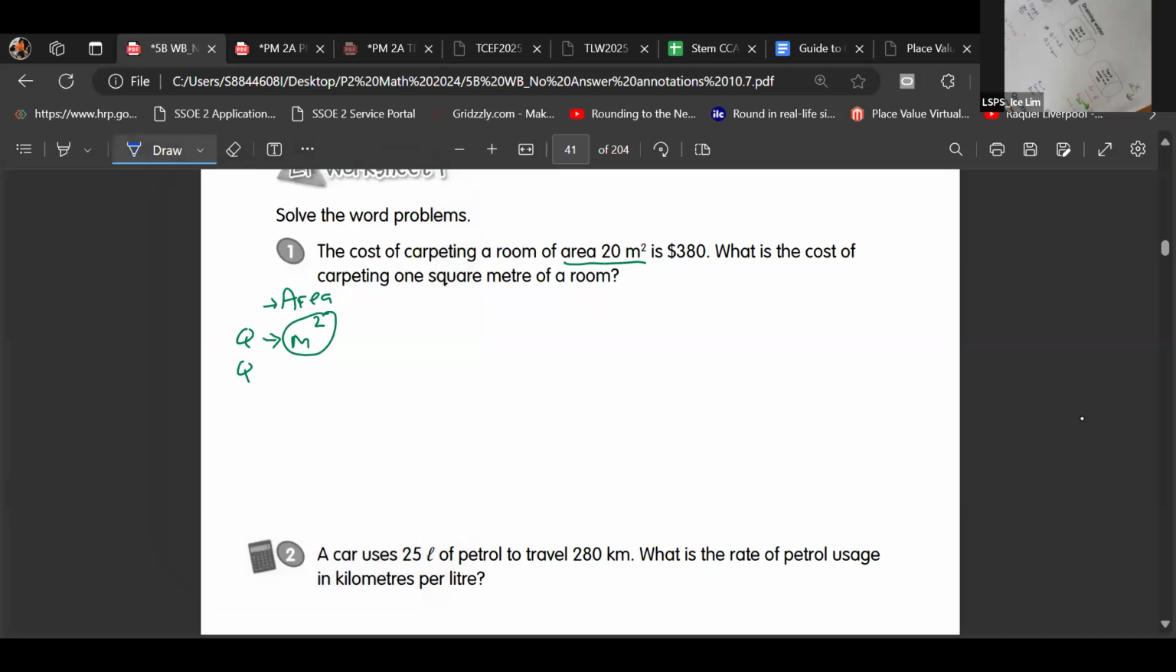Now, the second quantity is, yes, the cost, the price. So the quantity is cost, the unit is dollars. What is the cost of carpeting 1 square meter of the room? That actually means rate. So how I want you to write it is a certain amount is equivalent to a certain amount in a different unit of measurement. So the arrow shows equivalence.